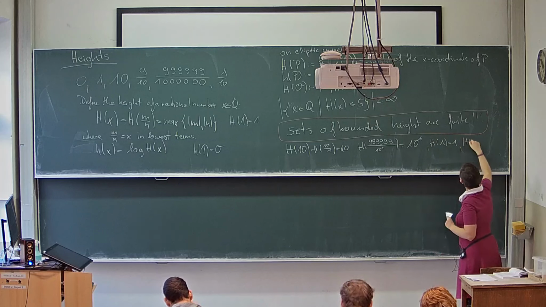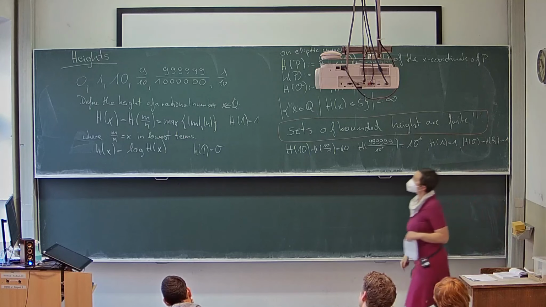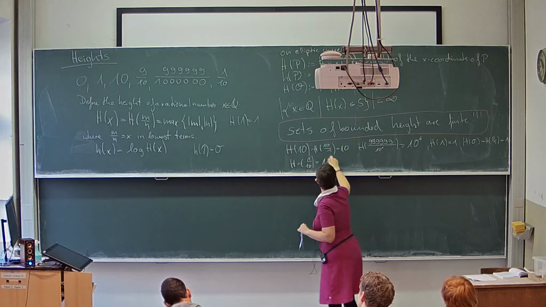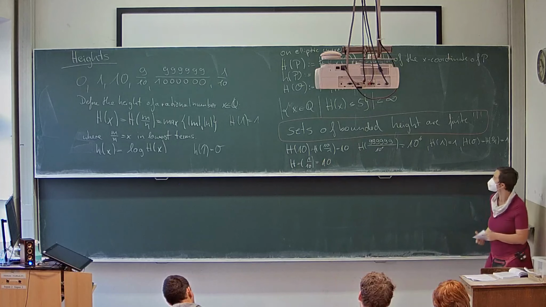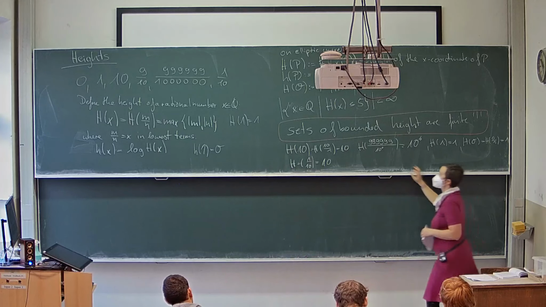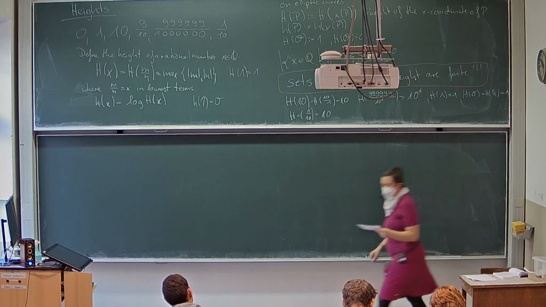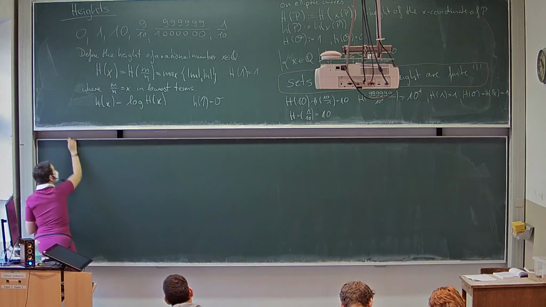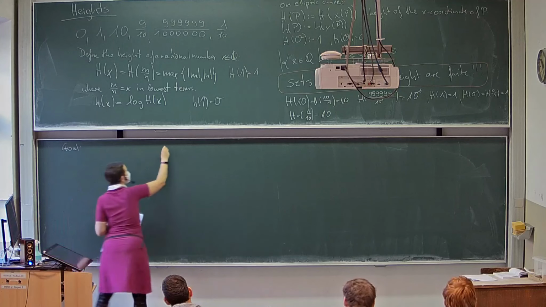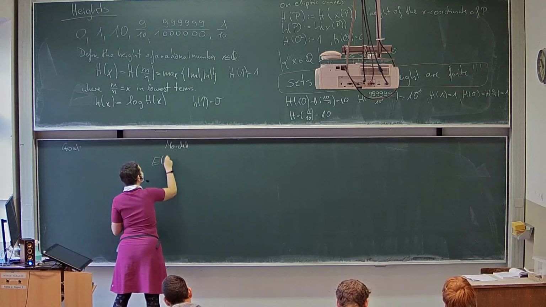Height of 1 is 1. Height of 0 is also 1. And let's take also the height of 1 over 10, which is also 10. So you see, it has a very close connection to what number of bits we need to store such a number. Okay. What's now the theorem that we want to prove? Our goal is Mordell's theorem.